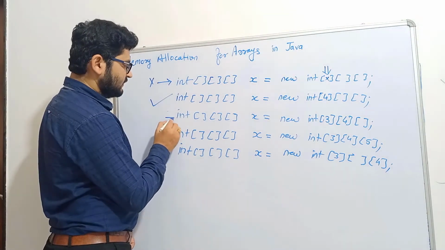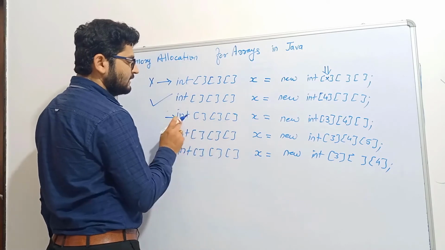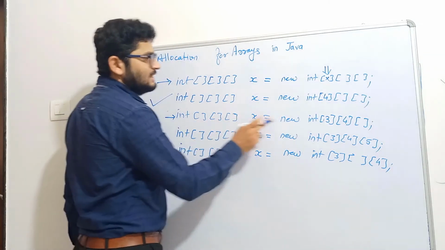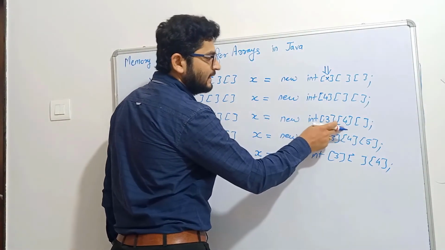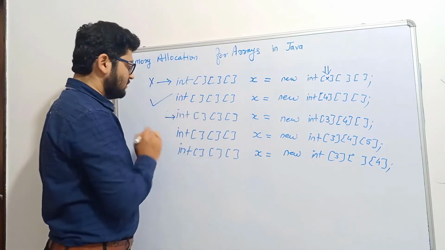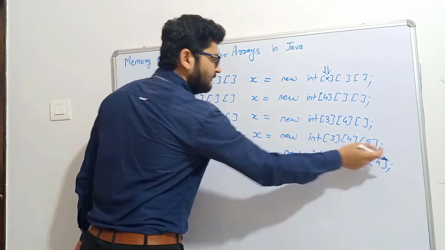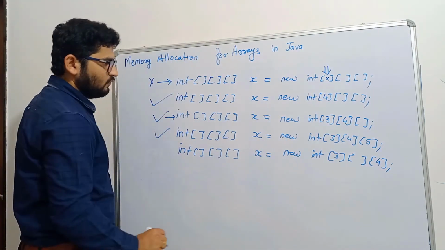Now let us see this one. Here also, x is a three-dimensional integer array, the size of the base is given, the size of the next dimension is also given, and the size of the last dimension is not given. That is also 100% valid. Again, all the sizes are given, so again it is valid. Now what about this one?